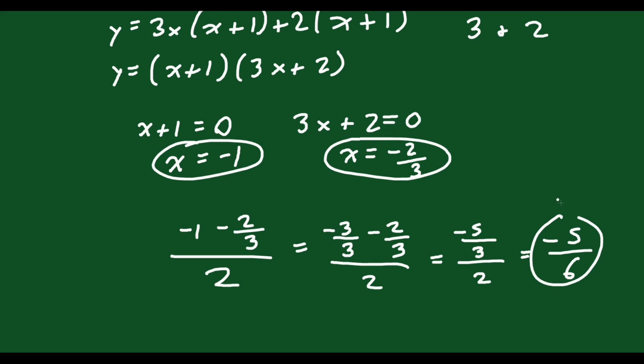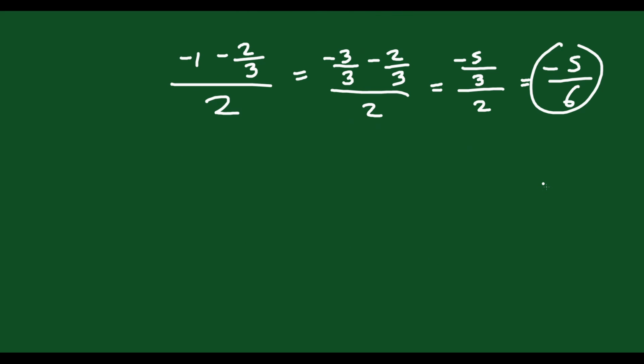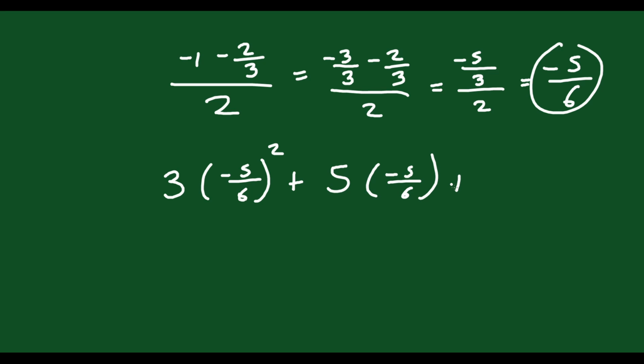Now to find the minimum point, the y value of the vertex, we just plug that into our original equation. So the original equation being 3x squared plus 5x plus 2, I'm going to plug in this value for x. Just like that. And then we can solve this, and this will give us the y value. Okay, so that's equal to y.